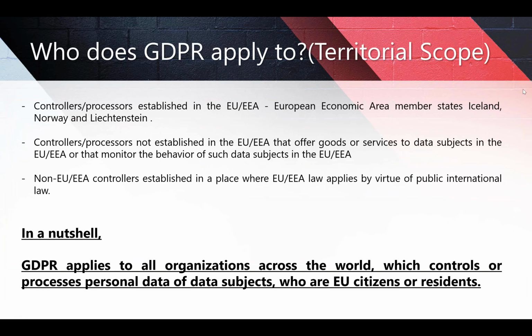Here we are talking about the territorial scope of GDPR. There are three terms that the regulation talks about, but in a nutshell, let's not go to the language of law, but in simple words, GDPR applies to all organizations across the world which control or process personal data of data subjects who are EU citizens or residents. Not just citizens, even residents. If you are processing the personal data of EU citizens and residents, and you are anywhere in this world, GDPR applies to you. This is the territorial scope of GDPR.